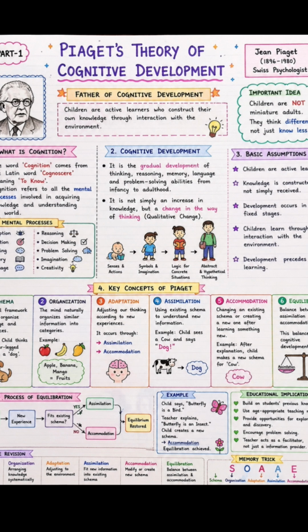Suppose I invite four children into this classroom. One is a 1 year old baby, another is a 5 year old child, then a 10 year old student, and finally a 16-year-old adolescent. Now I place a mobile phone, a storybook, a toy car, and a cube on the table. Do you think that all four children will interact with these objects in the same way?